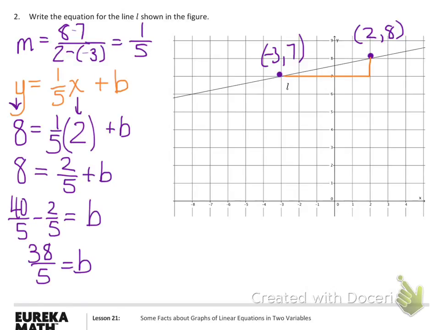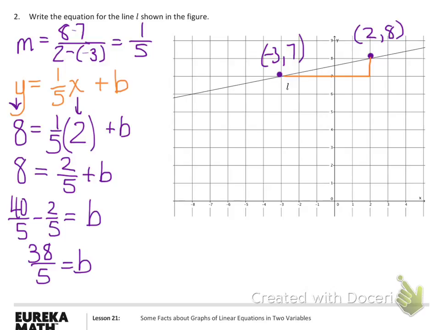Okay, so let's double check that with our graph. 38/5 is a little more than 7, because 35/5 would be 7. So this is 7 and 3/5. That looks pretty good with our graph. Double checking, it's a little more than 7.5, our y-intercept.